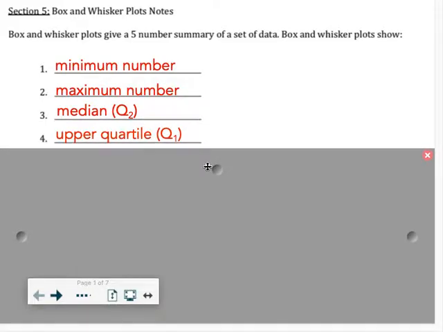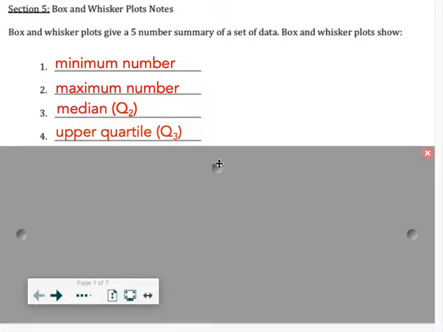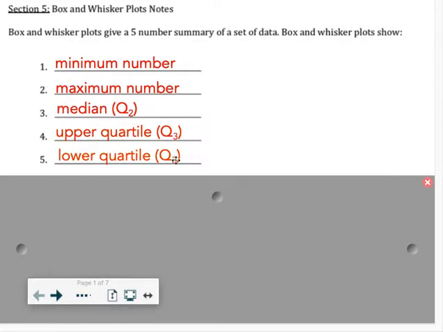The 4th piece of data you get is the upper quartile, or Q1. I have that backwards. The upper quartile is Q3. Let me fix that. Then the lower quartile is Q1.